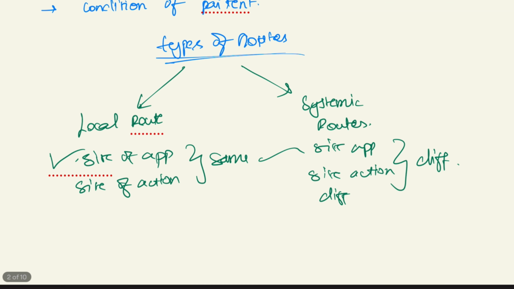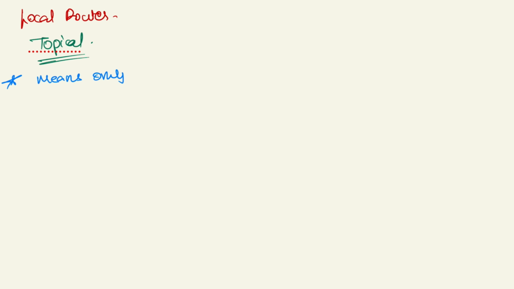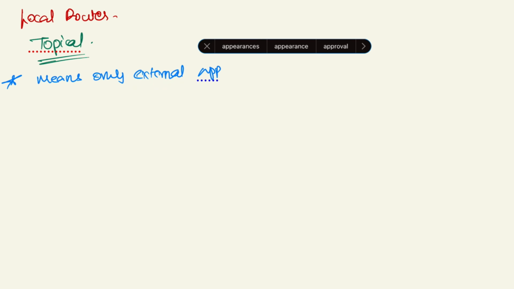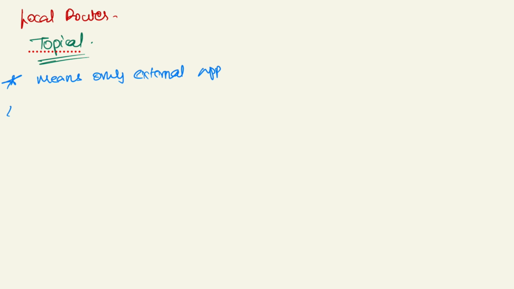In local routes, we are going to see topical routes. Topical routes come under local routes because the site of action and site of application are the same. Topical means only external application. It should be directly applied on the site. No injection, no other form of giving the drug. It is only applied directly on the site. It is a very effective method of delivery because it is directly applied.